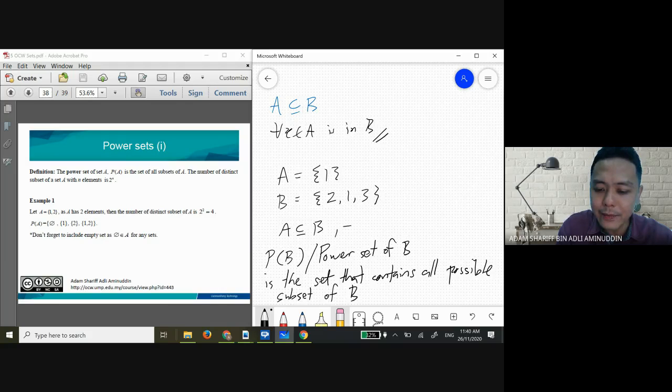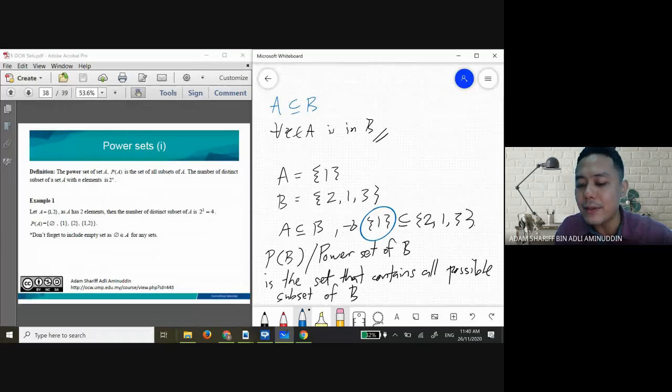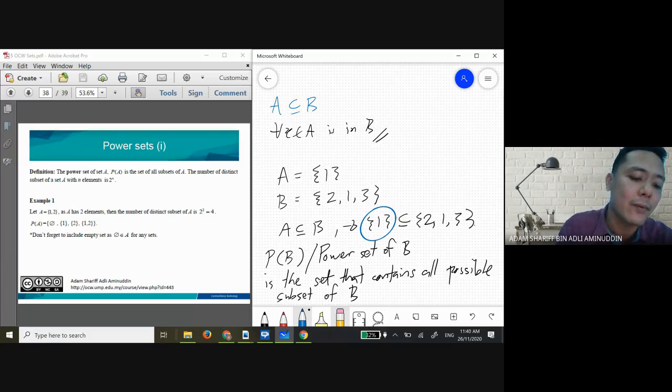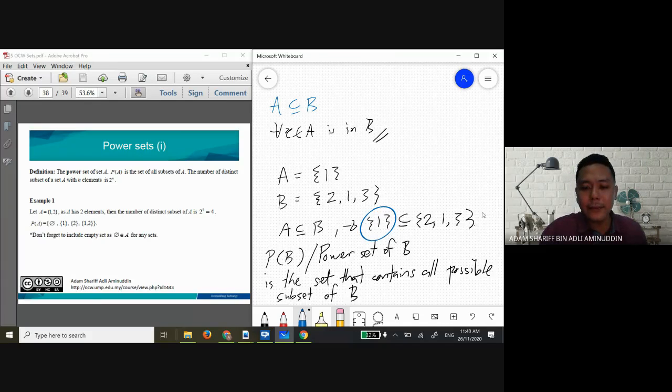Okay, let me show you what I meant. This one, you tahu dengan pantas bahawa ni dalam 2, 1, 3. But this is not the only possible subset of B. There are more. Okay, so power set of B entitles all of you to mention how many possible subset that can be derived from B. Okay.